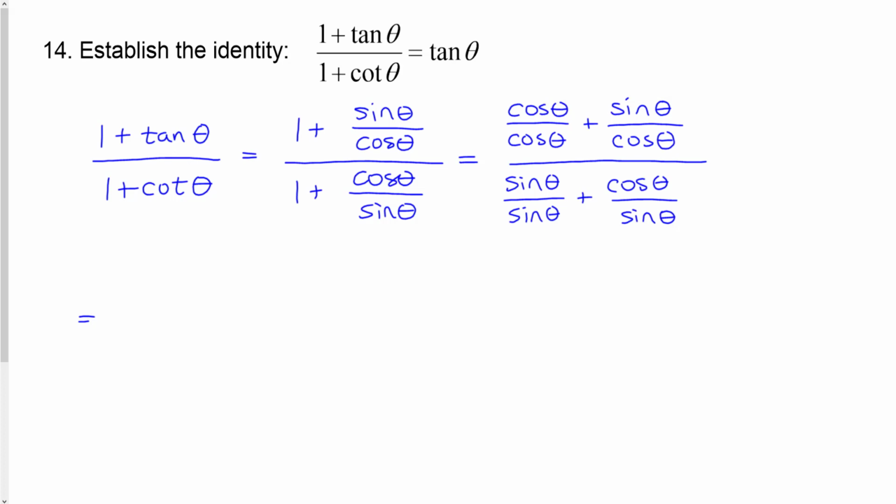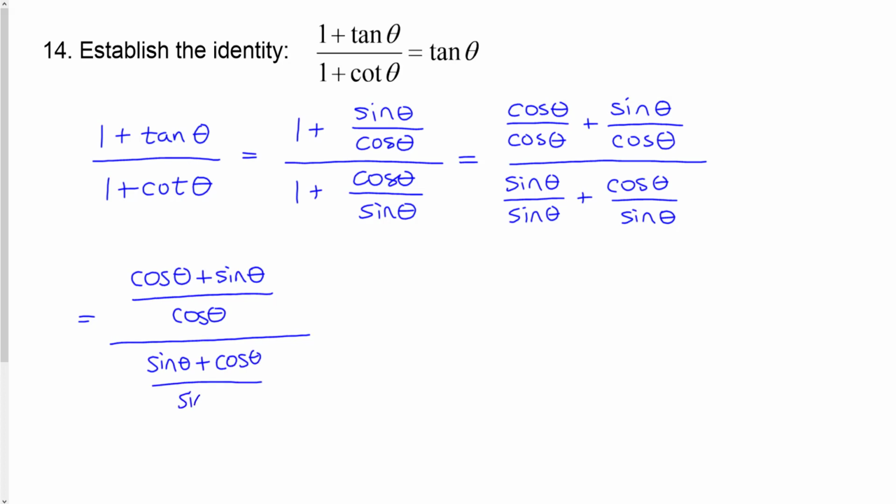So in the numerator, I can combine those two into a single fraction. So this would be cosine theta plus sine theta all over cosine theta. Then the denominator would be sine theta plus cosine theta all over sine theta. Now I've got a compound fraction, and we can take care of compound fractions by inverting the denominator and multiplying. So let's do that. So cosine theta plus sine theta over cosine theta times the inverse of the denominator, which is sine theta over cosine theta plus sine theta.